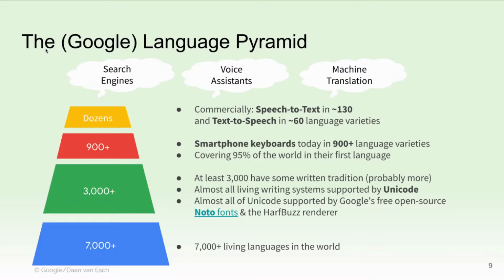When we get to speech to text or speech recognition and text to speech, we're right down to these technologies only being available for 130 languages for speech recognition tech, or 60 languages for text to speech. So we've gone from 7,000 living languages in the world down to speech recognition systems only being available for about 130, and this is through Google.